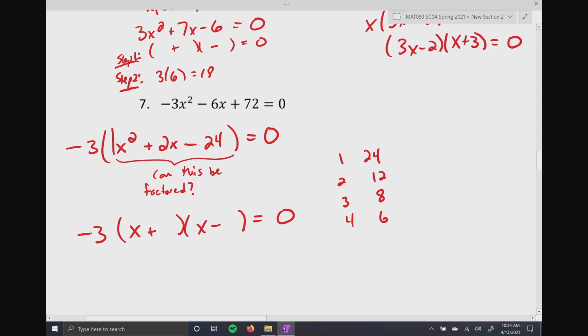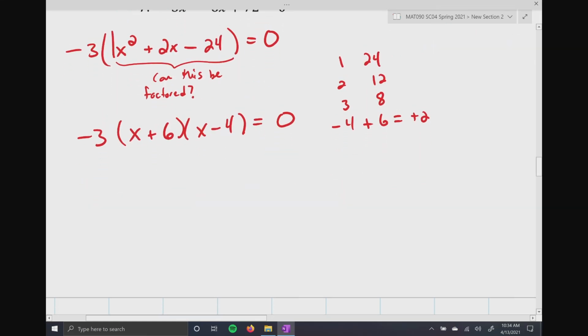One of them is positive, one of them is negative, and they have to combine to give you positive 2. Negative 4 plus 6 equals positive 2. So, this factors down into negative 3 times x plus 6 times x minus 4 equals 0. Are there any questions so far? Amanda, did you get this far?